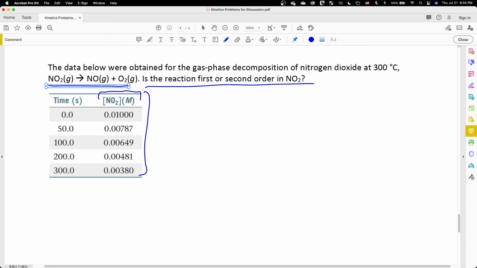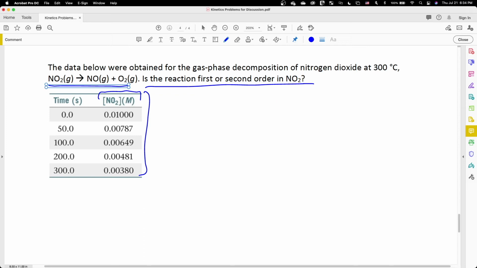Well, remember that you can tell the difference between a first order reaction and a second order reaction, because in a first order reaction, if you take the natural log of the concentration of the reactant and plot it versus time, then the line will be straight. Okay, but if you take 1 over the concentration of the reactant and plot that versus time and it's straight, then it's a second order reaction. Okay, so what does that mean? That means you're going to have to plot some stuff, right? Or calculate some stuff and plot it.